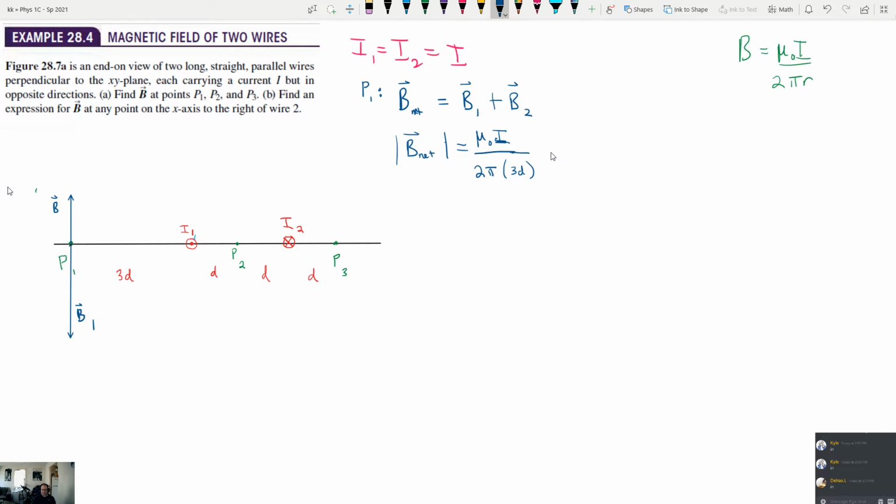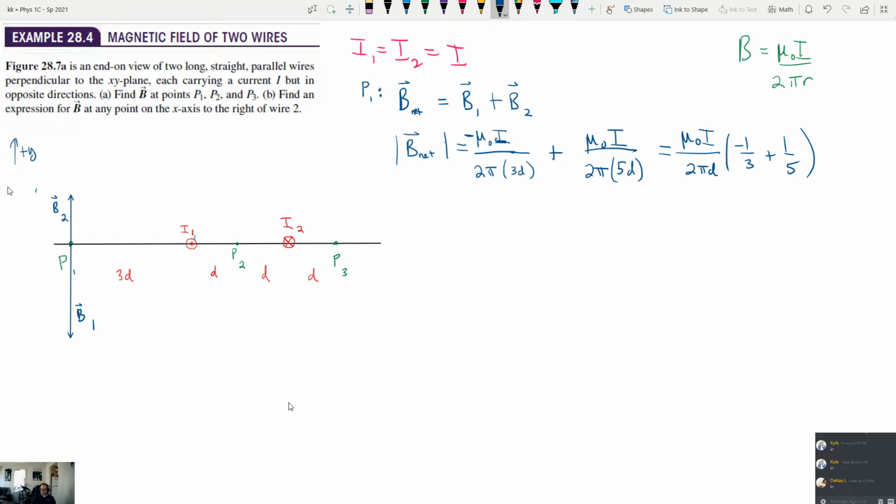All right. And then this was B2, right? So B1 is going down. Let's make this direction the positive y direction, which means we're going to need to make this first one negative then. For B2, we're going to have mu naught times I, divided by 2 pi, and now we divide by the distance from this point to I2, which is 3d plus 2d, which would be 5d. And that gives us something like that, which we can simplify. Does that make sense?